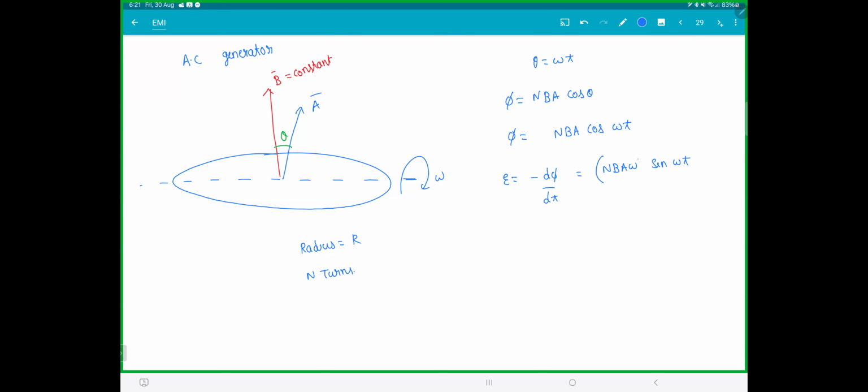Right. So this number will become 220 root 2 volts. This omega becomes 2 pi f, 50 hertz. So this is fine. What about the charge flown?